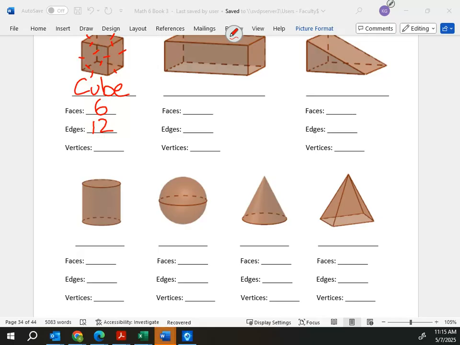How many vertices are there? Maddie? 8. 8. We're counting our corners. Again, I circle up. 1, 2, 3, 4, 5, 6. There's one up there, 7 and 8.